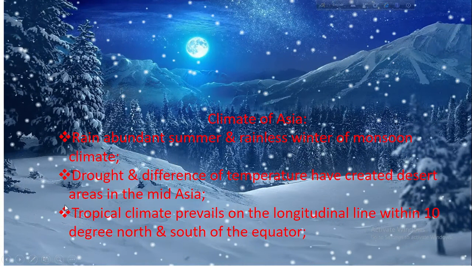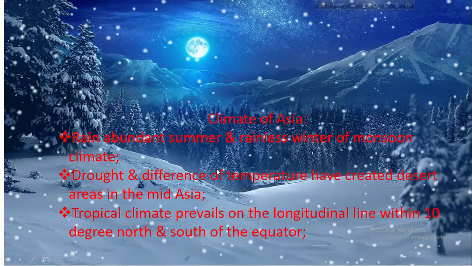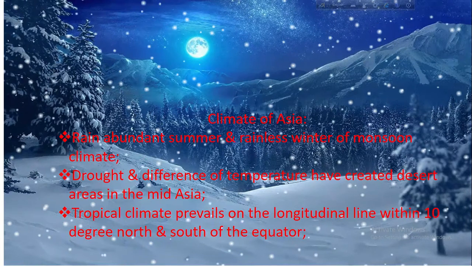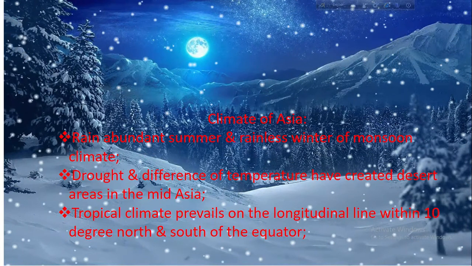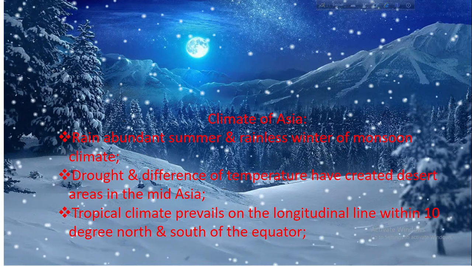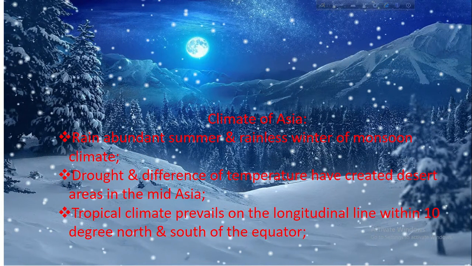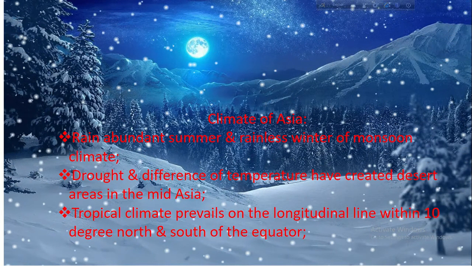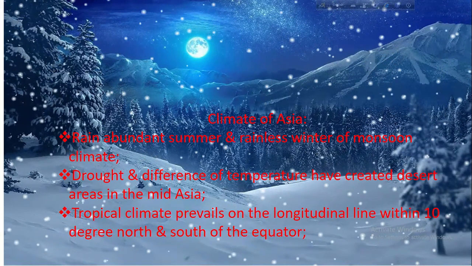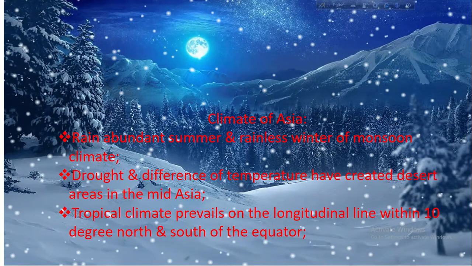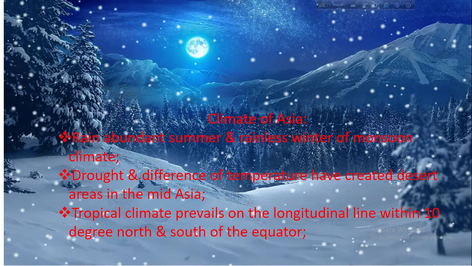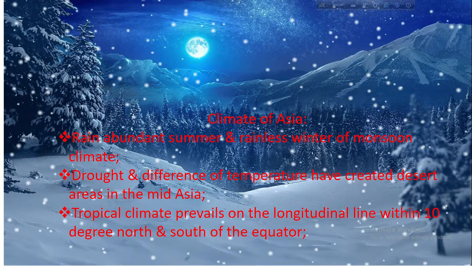Follow here, I have written that tropical climate prevails on the longitudinal line within 10 degrees north and south of the equator. So for this reason, excessive heat and rainfall throughout the year are features of this climate. And another point, that is rain-abundant summer and rainless winter of monsoon climate. South and Southeast Asian countries, India, Bangladesh, Sri Lanka, are also included in this monsoon climate. And drought and difference of temperature have created desert areas in the middle part of Asia.